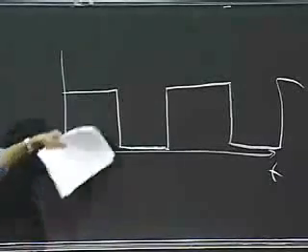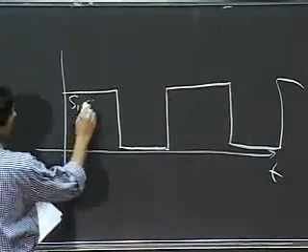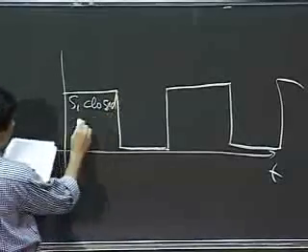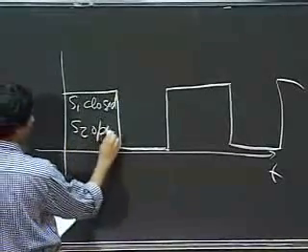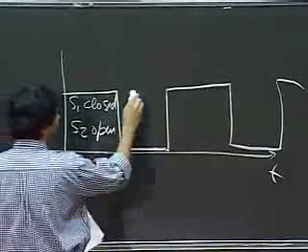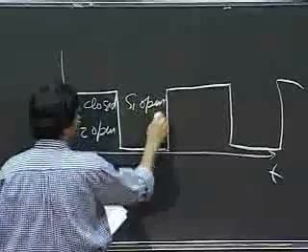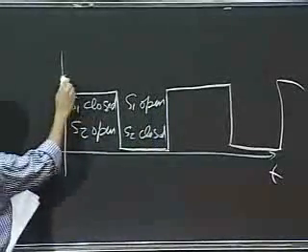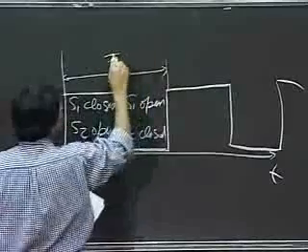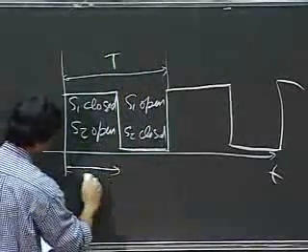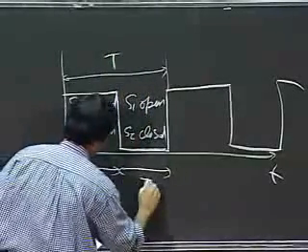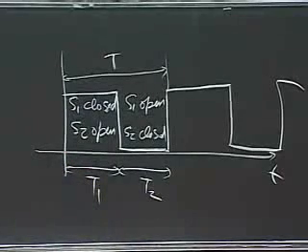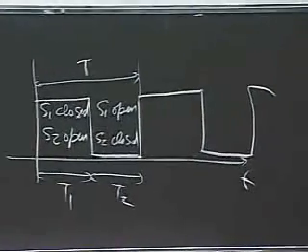Okay, let's assume that when this is high, S1 is closed and S2 is open. And when this is low, assume that S1 is open, S2 is closed, and let's assume this is T, this is T1, this is T2. Okay, that sequence should be reminiscent of this input that I'm feeding to this inverter.